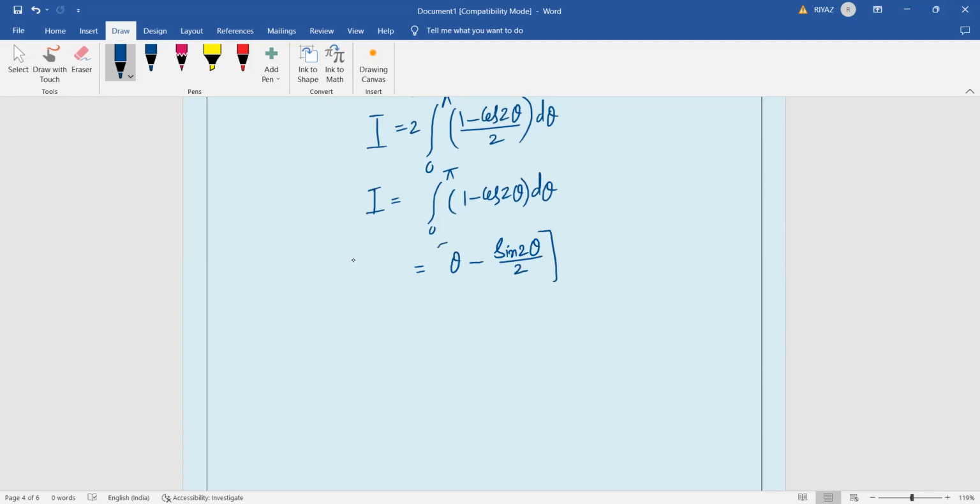Yes, sir. The limits are 0 to pi. Now upper limit minus lower limit: it is pi minus 1 by 2 is a constant, sine 2 into pi, this is upper limit only, minus lower limit: in place of theta we put 0, minus sine 2 into 0, that is 0. And as I told you, sine 2 pi value is again 0. So our answer is only pi. This is the question. Solution is completed.